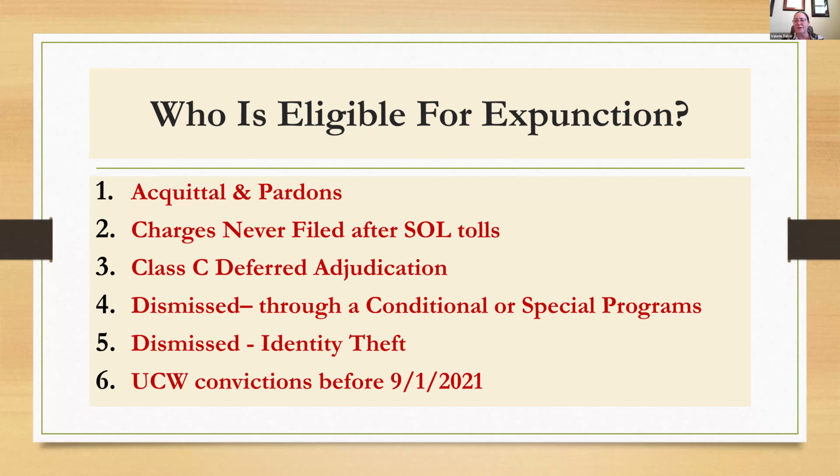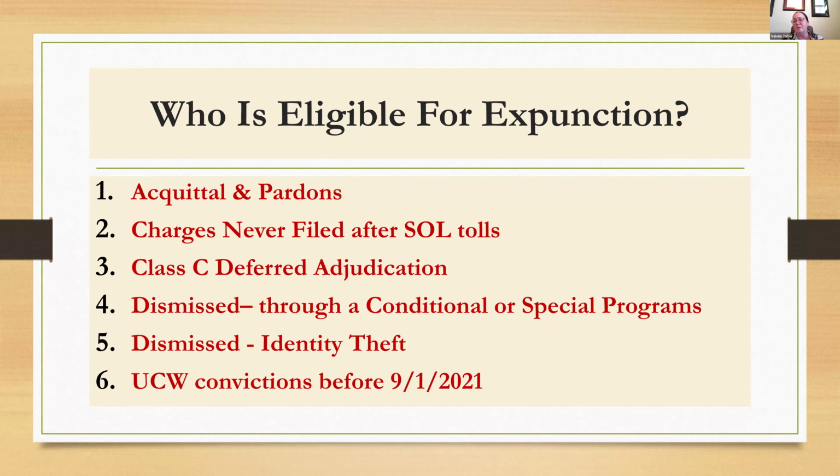We have Class C deferred adjudications. Those are like tickets. Like if you get a speeding ticket, or even a minor in possession ticket, something like that, and you get deferred adjudication, you are eligible after a certain time period, and we'll go over that as well. Now there is a special rule for expunction if your case was dismissed through a conditional dismissal or a special program. I know in Dallas County, they have a lot of conditional dismissals, like if you donate cans of food, you could get a dismissal.